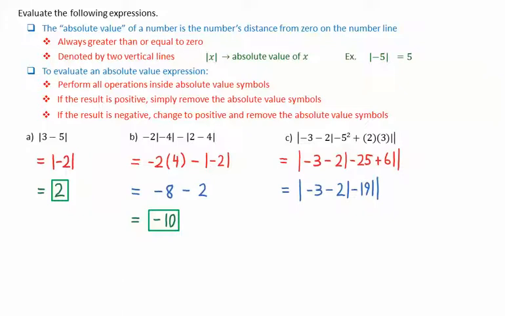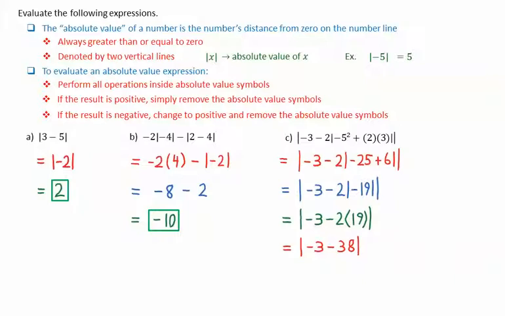This gives us then the absolute value of -3 minus 2 times the absolute value of -19. The absolute value of -19, we can change it to 19, giving us the absolute value of -3 minus 2 times 19. Now we do what's inside the outside absolute value expression. We multiply 2 times 19. This gives us absolute value of -3 minus 38.